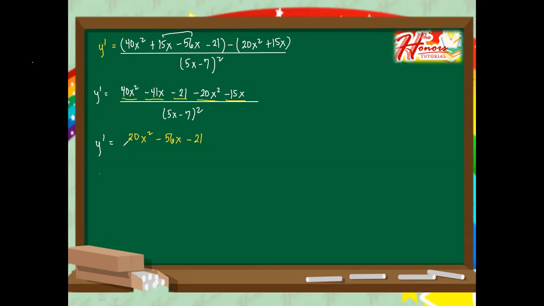All over the quantity of 5x minus 7 raised to 2. And this is the final answer. The derivative of the given equation earlier is y prime equals 20x squared minus 56x minus 21 over 5x minus 7 squared. So that's it for the part 1 of this video.